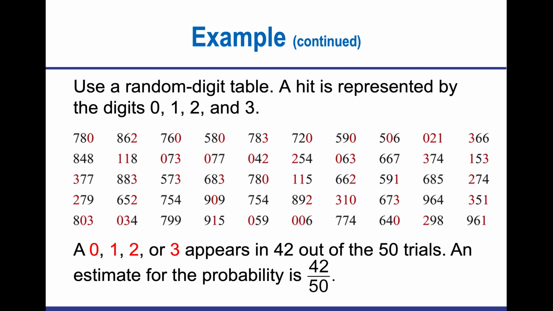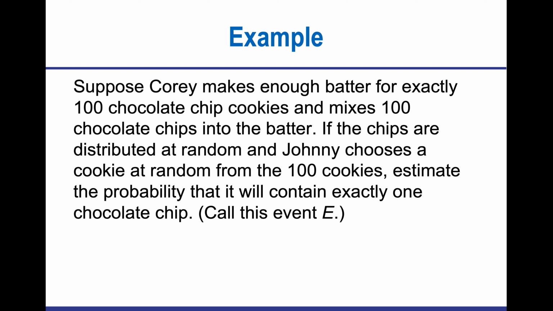That would be 42 out of the 50 trials. So the estimate for the probability is 42 over 50. The 4 digits came from 40%, which is 4 out of 10. That's why I have 10 digits, going from 0 to 9, and 4 numbers out of that would create a hit, and that's how I would know. So there are pretty good odds of getting a hit.